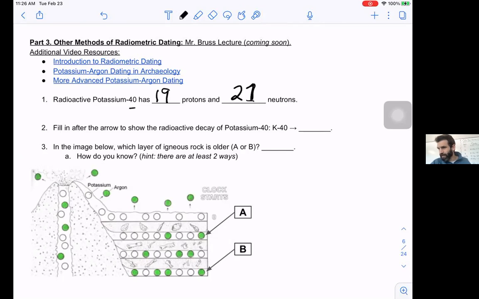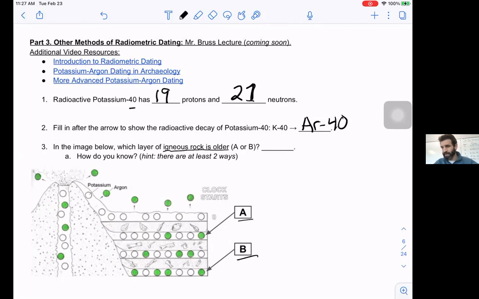So fill in the arrow to show the radioactive decay of potassium. Potassium 40 decays to argon 40. Okay, so the appearance of argon tells us a little bit about the age of the rock. And so in this image below, which layer of igneous rock is older, A or B? Well, we'll see soon that with this idea of superposition, layers above are always younger and layers below are almost always older.